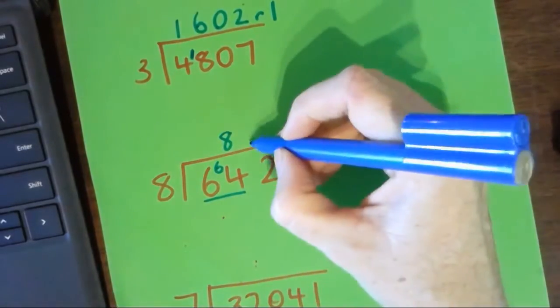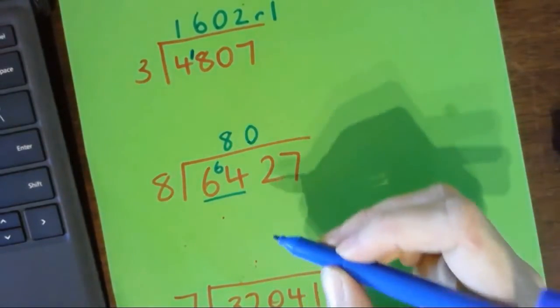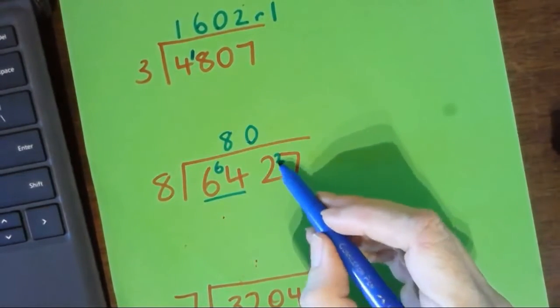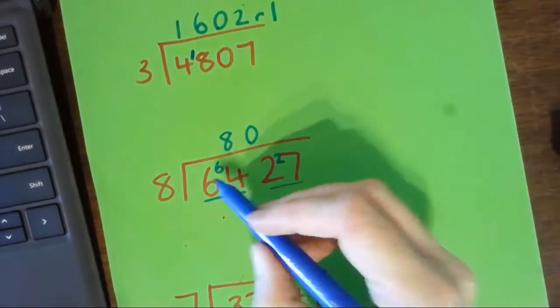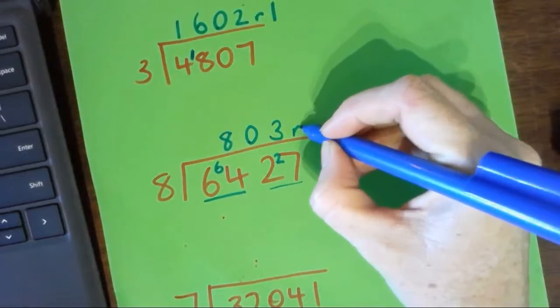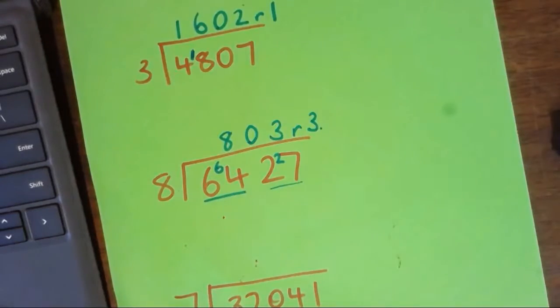8 into 2 does not fit, so I do need to put my 0 down. Okay, and then 8 into 27, so this is just the same 2 as a remainder. Okay, 8 into 27 goes 3 times, and our remainder is 3. Alright, so 803 remainder 3.